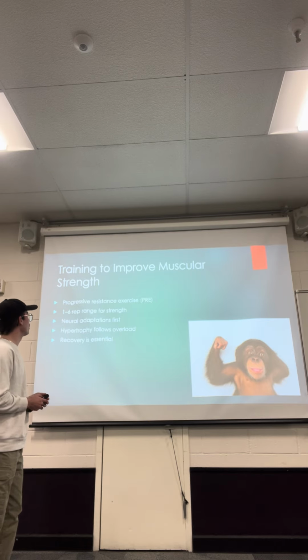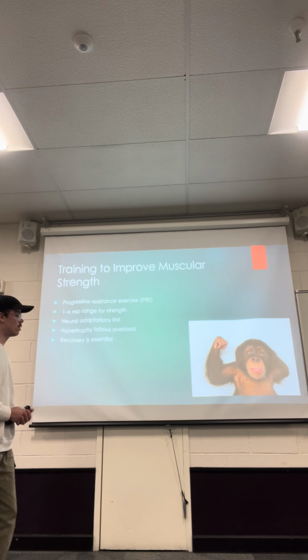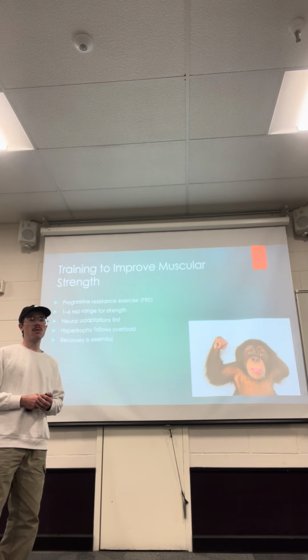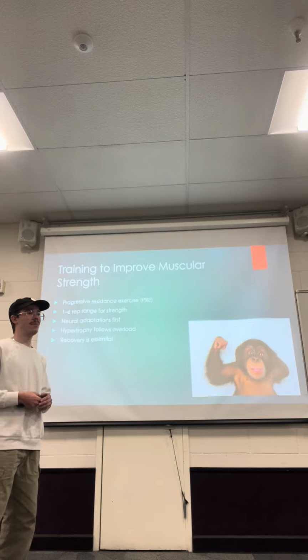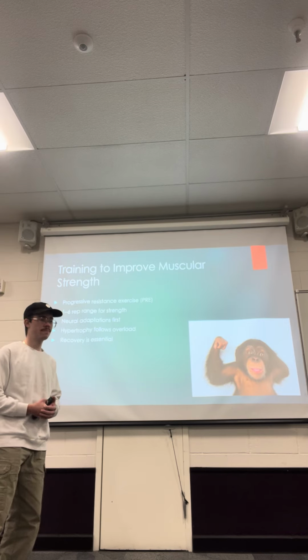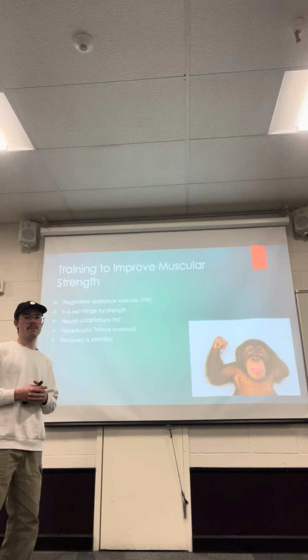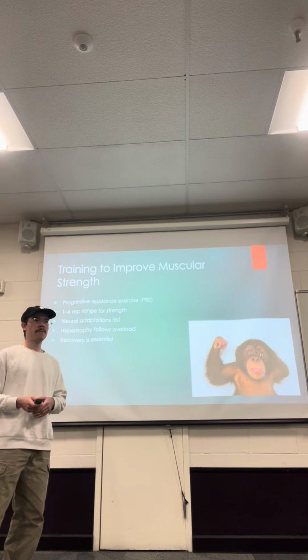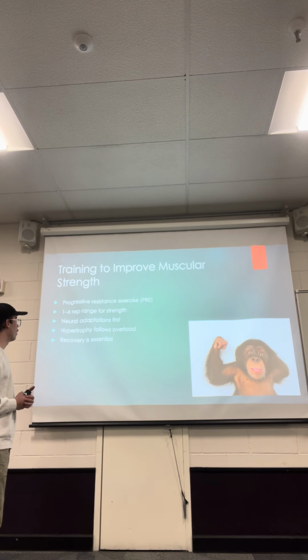Training to improve muscular strength. So, PRE, progressive resistance exercises. This once again goes back to how you need to add more and more weight as time goes on, because your body's going to be adapting to becoming stronger. And if you keep your training at a certain weight and a certain volume, you're not going to improve past a point, because your body's going to get used to it and adapt to it. So to do a little bit more strength training, you're going to want to be within the 1 to 6 rep range, because that's going to improve your overall strength.